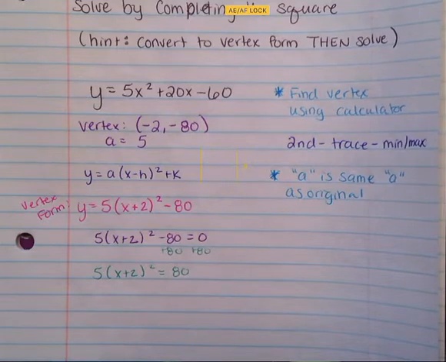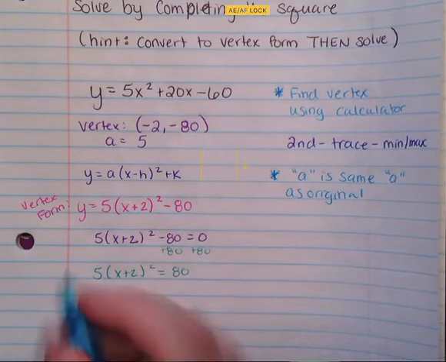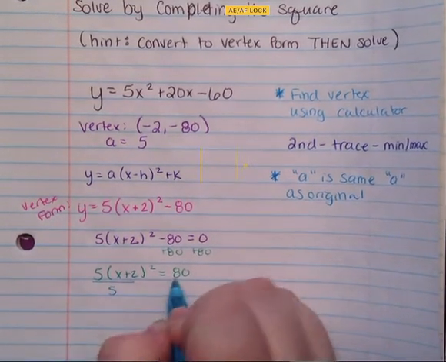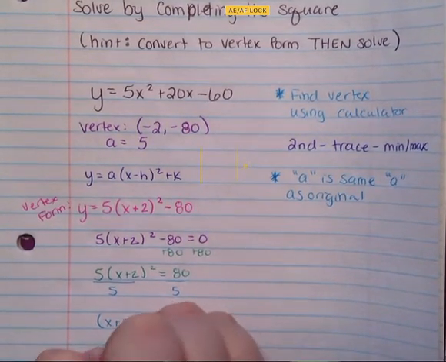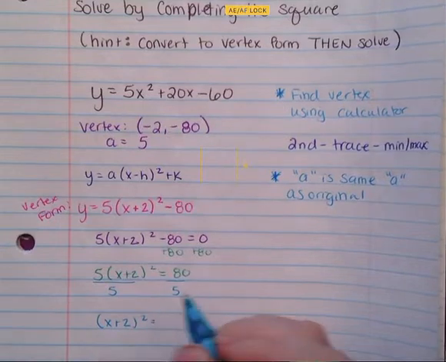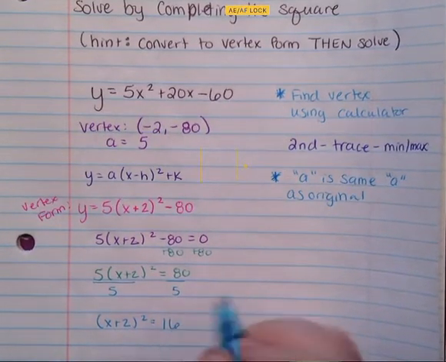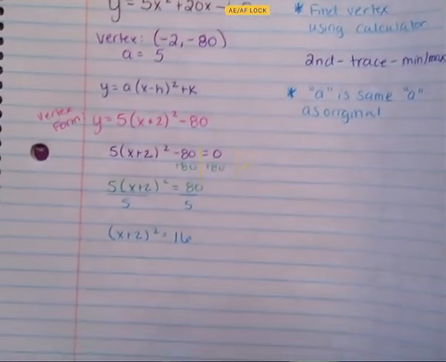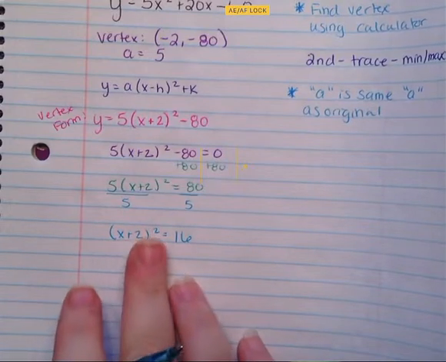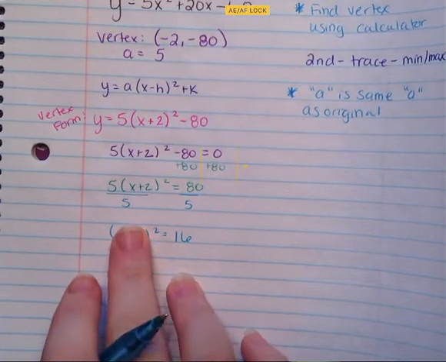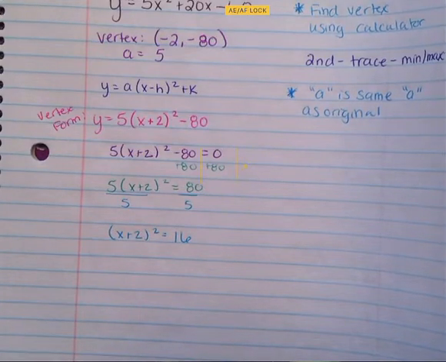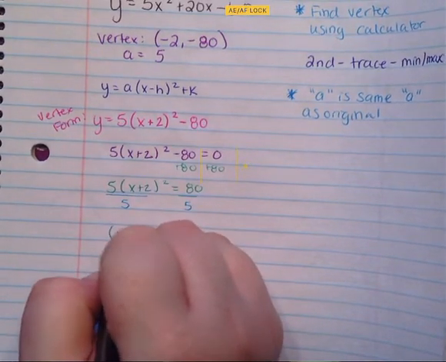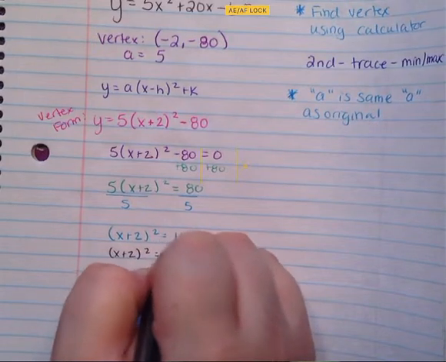Then we're going to divide both sides by the 5 to get rid of the 5. So we'll end up with parentheses x plus 2 parentheses squared equals 80 divided by 5 is 16. Now we still have to get the x by itself, so we have to get rid of the square and the 2. The 2 is inside the parentheses, so we have to get rid of the squared first. So I'm going to rewrite this so I can take the square root. X plus 2 parentheses squared equals 16.